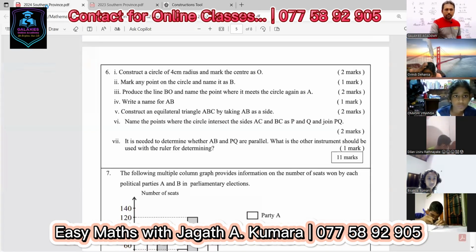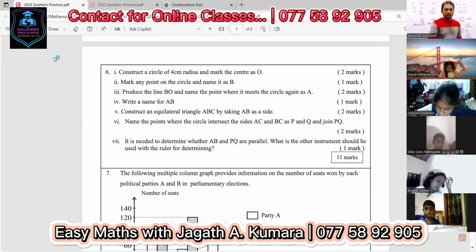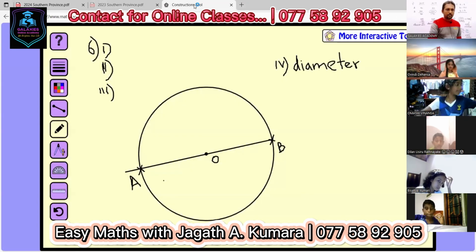Then let's go to fifth one. Construct an equilateral triangle ABC by taking AB as a side. Now you have to construct an equilateral triangle. The triangle name should be ABC. AB should be a side of the triangle. Right, already we construct AB. Can you understand this part? තේරෙනවද කියන එක? හරි. ABC කියලා equilateral triangle එකක් construct කරන්නලු මෙන්න මේක තමයි AB කියන්නේ.